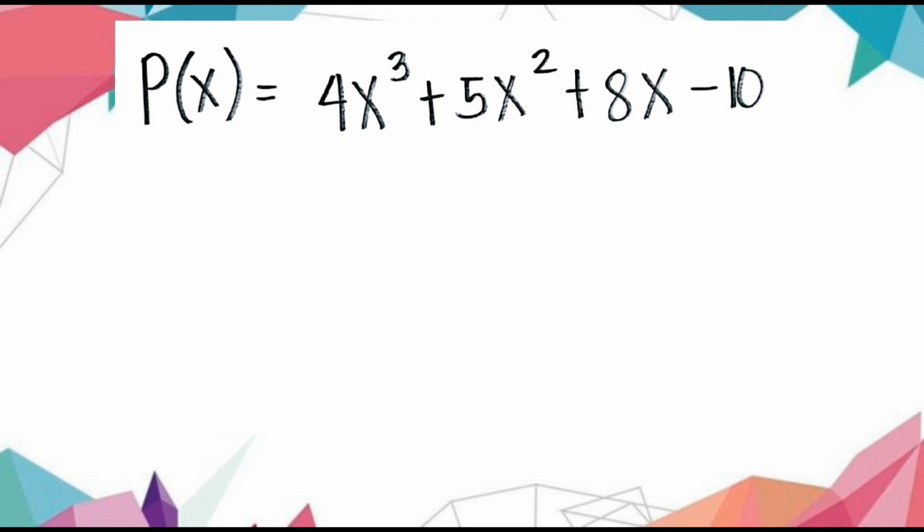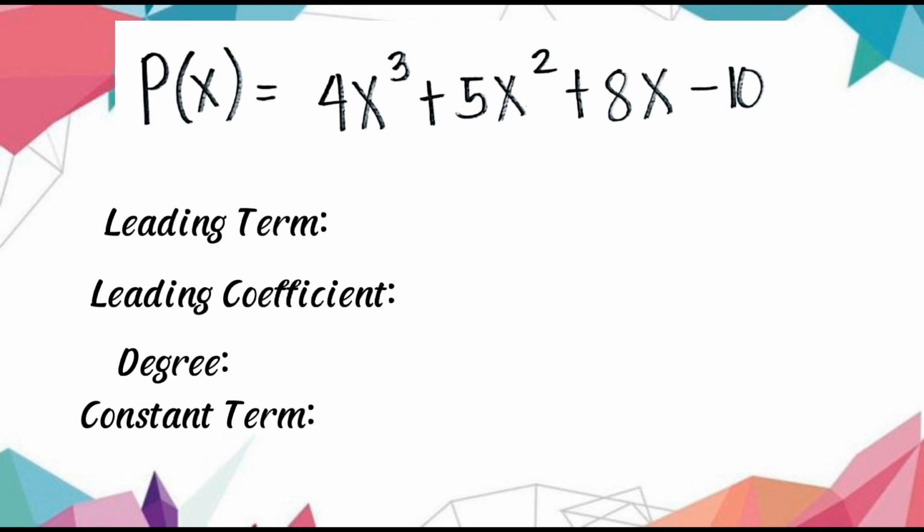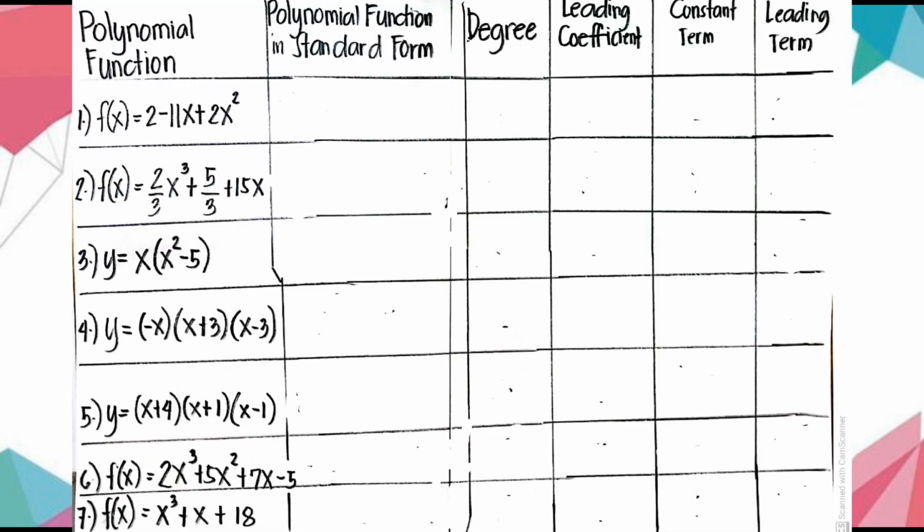Let's have an example. Let us identify the leading term, the leading coefficient, degree, and constant term of p of x is equal to 4x cubed plus 5x squared plus 8x minus 10. The leading term is 4x cubed, the leading coefficient is 4, the degree is 3, and the constant term is negative 10. Let's have another example.